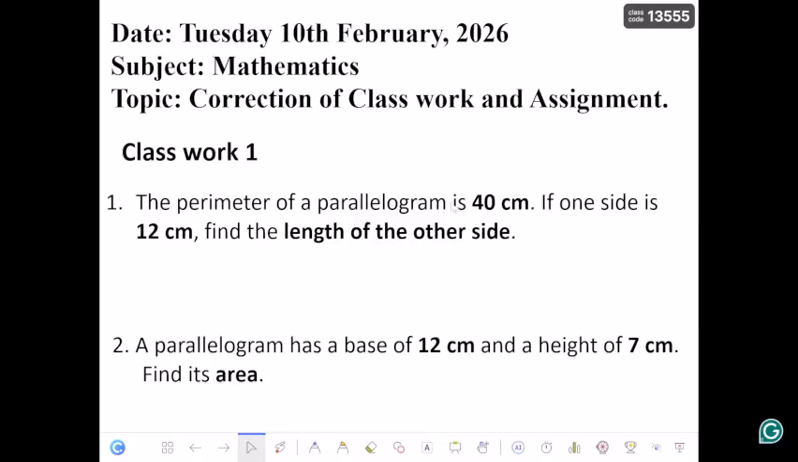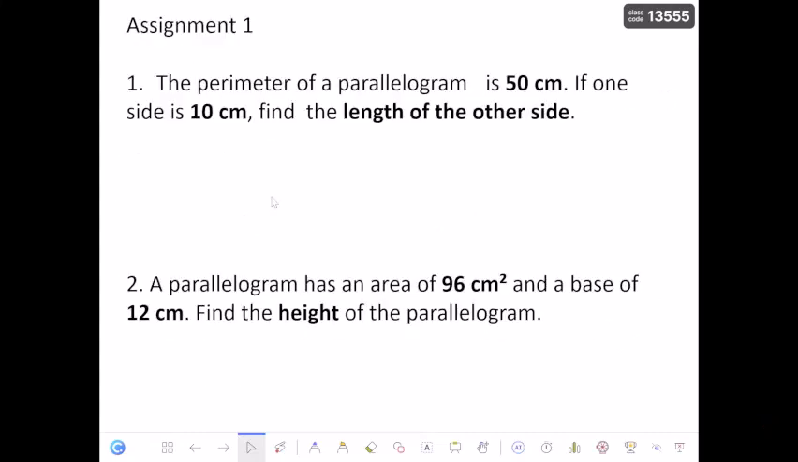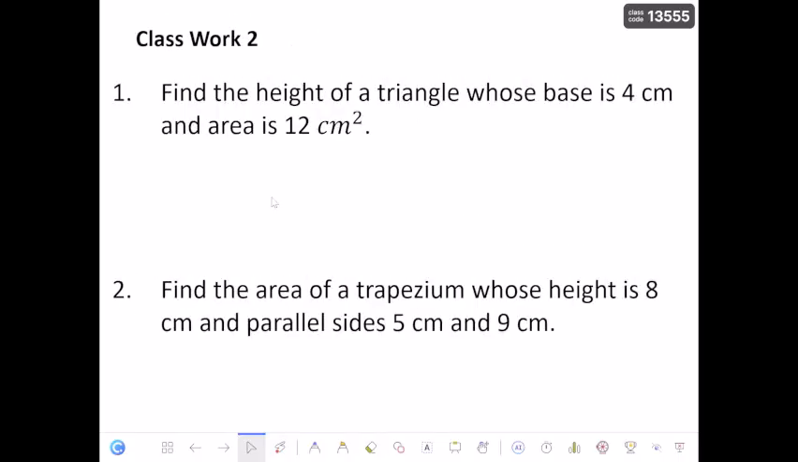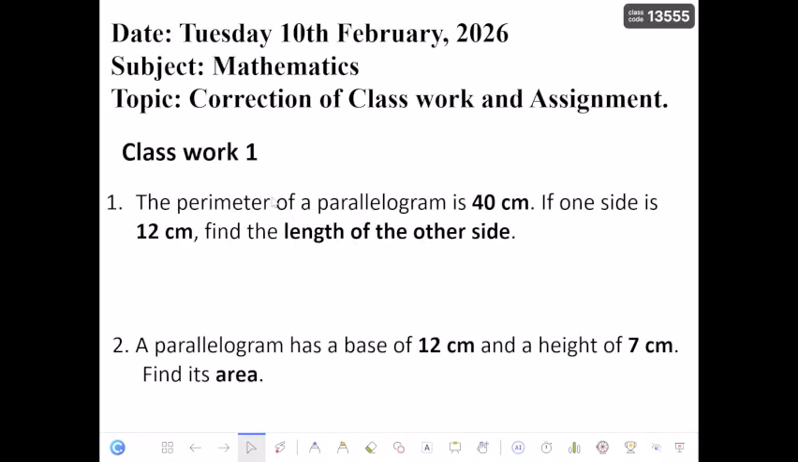This is on perimeter, and this is area and perimeter of parallelogram, triangles, and trapezium. So let's start with this first one. This is how I broke them down: classwork 1. The next slide is classwork 2, assignment 1, assignment 2, and that is all. Let's do them together in this video, and I will send the note as well so that you can have them for your personal practice. Okay, let's start with the first one.